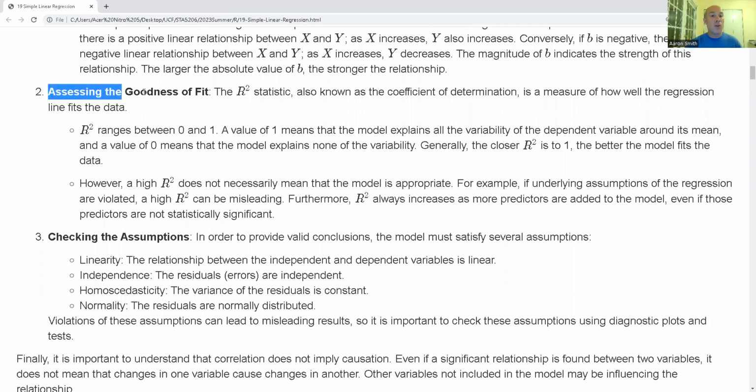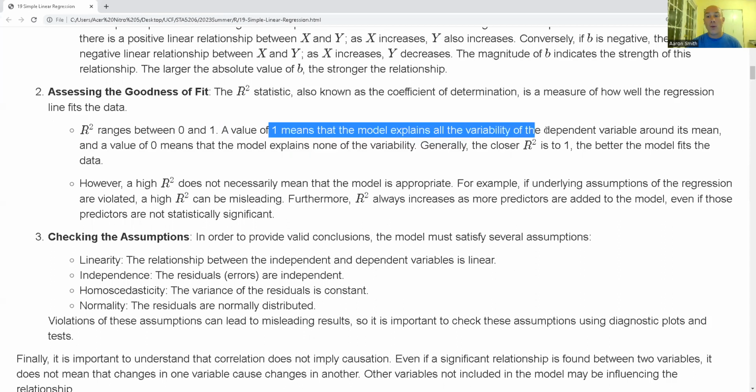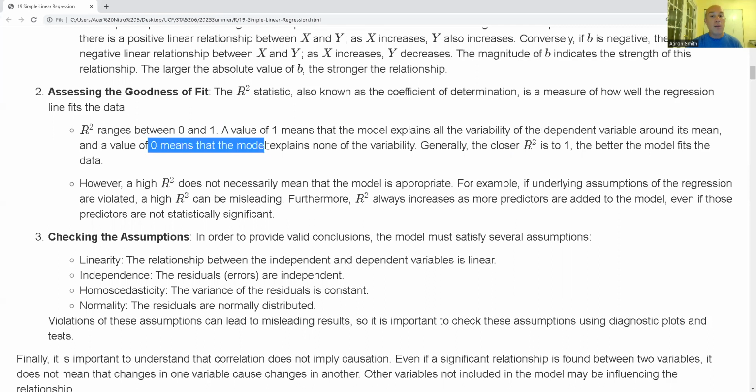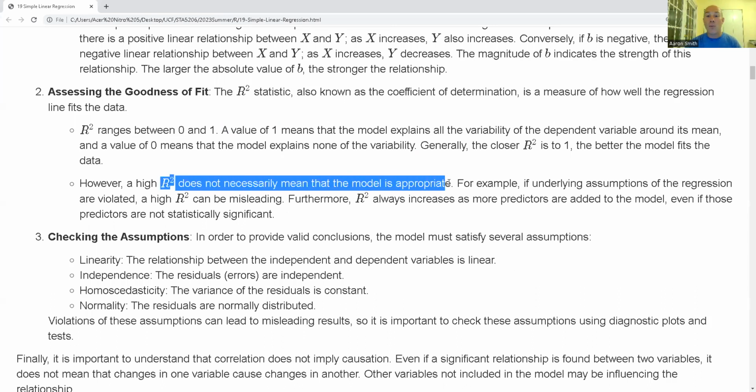Now, we're going to assess the goodness of fit. So the first one that we're probably going to look at is the R-squared statistic. We call this the coefficient of determination, and it measures how well the regression line fits the data. R-squared is between 0 and 1. A value of 1 means that the model explains all of the variability of the dependent variable. And a value of 0 means that the model explains none of the variability. Generally, the closer R-squared is to 1, the better the model fit to the data. However, a high R-squared does not necessarily mean that the model is appropriate.